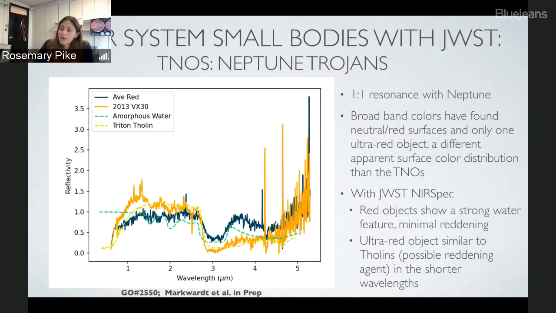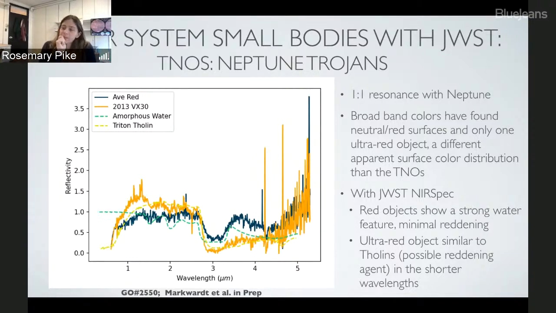And so this is a project where they took spectra of most of the known Neptune Trojans and tried to compare the one particular ultra red object to the red objects, and to figure out how those compare to the trans-Neptunian objects. And so the fundamental question is, why does the distribution of surfaces in the Neptune Trojans look so different from what we see in the trans-Neptunian region?